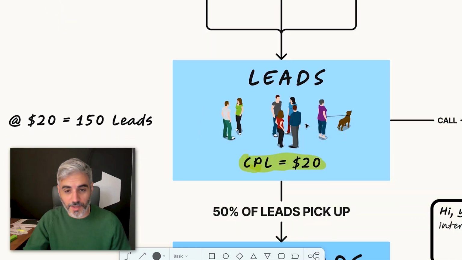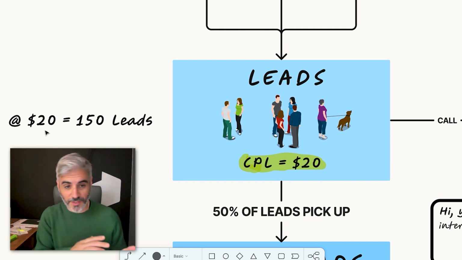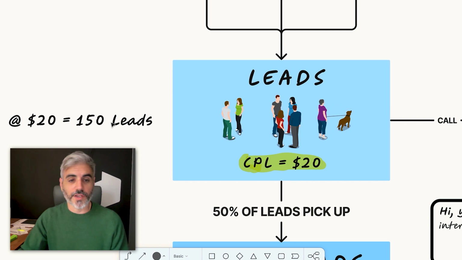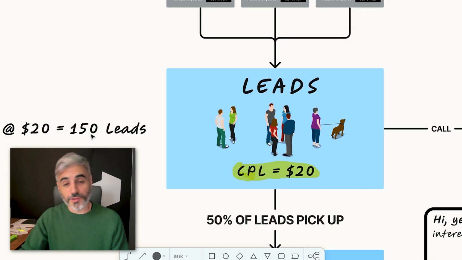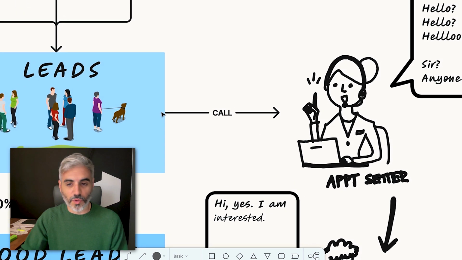So the leads are coming in, let's say at $20 a pop. By the way, these are just arbitrary numbers. Probably it's going to be between like $20 and $50 or something like that. So let's say with $3,000, you would get 150 leads. Cool. But the thing about it is a lot of the times we'll call these leads, right?